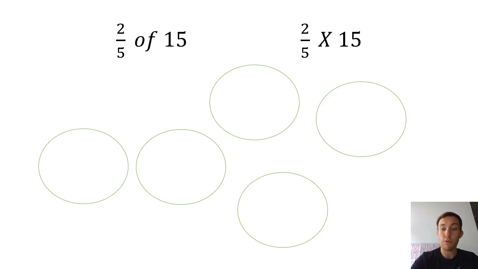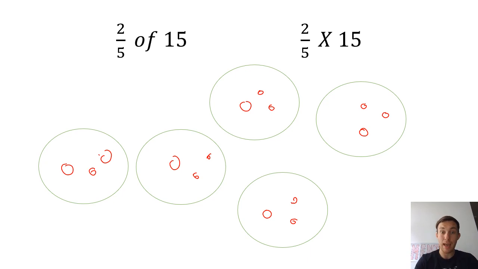So we can go through and use dots essentially. 1, 2, 3, 4, 5, 6, 7, 8, 9, 10, 11, 12, 13, 14, 15. Okay, so in our 5 groups, we have got 3.